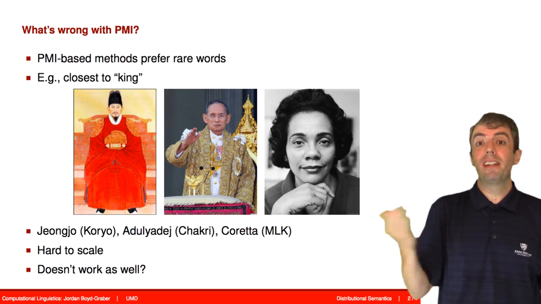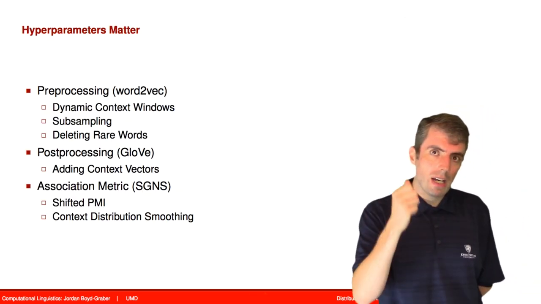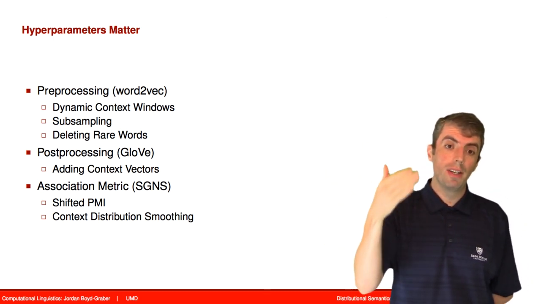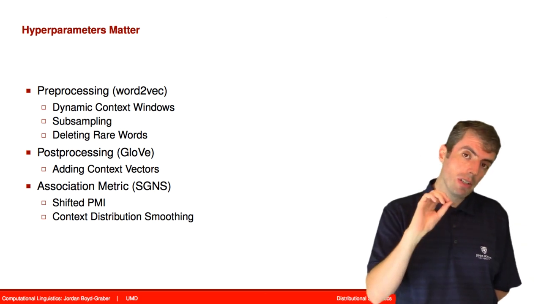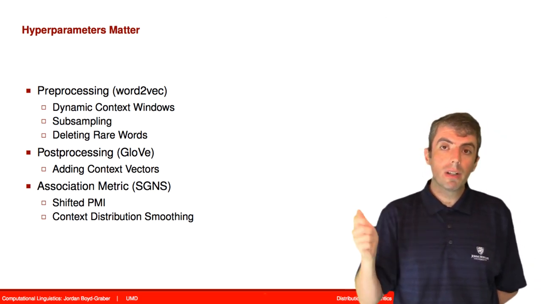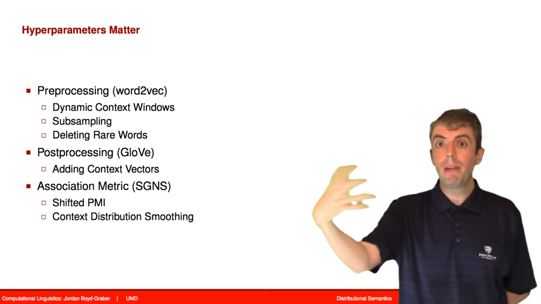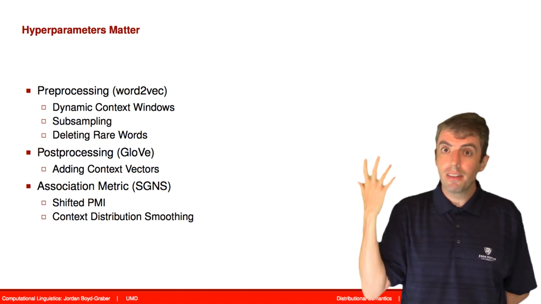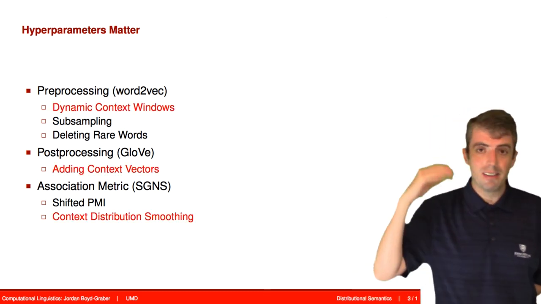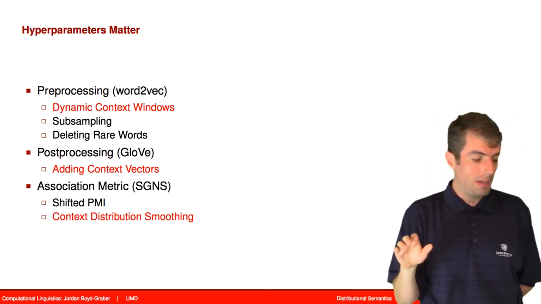Another issue is that it doesn't scale very well, which we talked about a little bit last time. But what I want to focus on more is the notion that they don't work as well. And to do that, we're going to detail a little bit more of the inner workings of word2vec so that we can more closely examine why it works well, and maybe those ideas can apply to these other methods as well. So in particular, what we're going to look at is pre-processing, post-processing, and the association metrics.